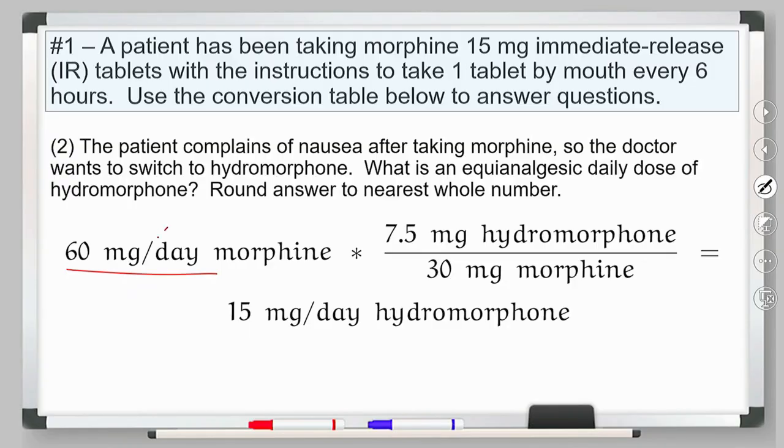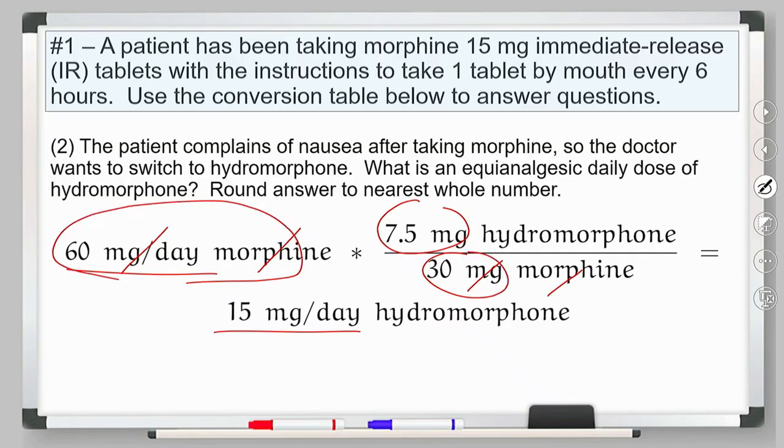So if I multiply it that way, milligrams of morphine cancel, and I end up with milligrams of hydromorphone. So 60 times 7.5 divided by 30 gives me 15 milligrams per day of hydromorphone. Anyone have any questions on where those numbers came from? Can you see these numbers in the table? That number was the number for hydromorphone. This was the number for morphine. And again, we're starting with morphine. So that's why we're going to multiply it such that milligrams of morphine cancel, and we end up with milligrams of hydromorphone. All right.